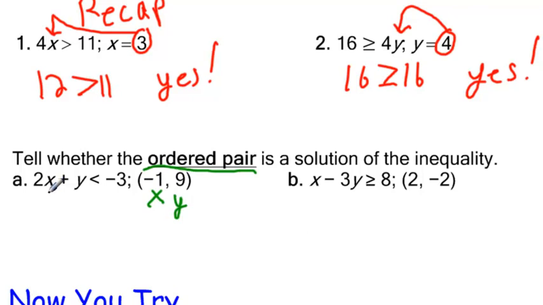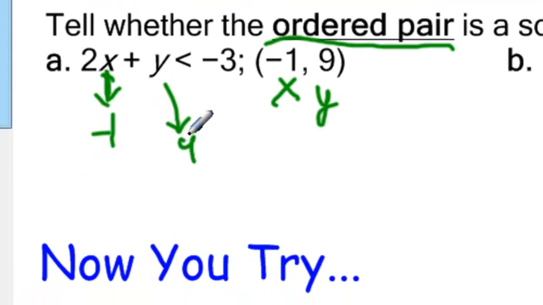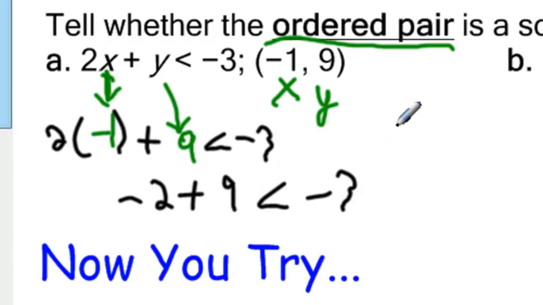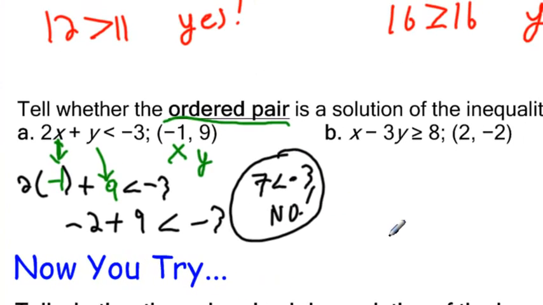So when we plug in the -1 here, I'll plug in a -1 here, and I'll plug in a 9 here. Let's see what happens. So we have 2 times negative 1 plus the y, which is 9, is less than negative 3. So we have negative 2 plus 9 is less than negative 3, which would be 7 is less than negative 3, and that's a no. It's not true. So you just say yes or no, but you have to show the work to get there. You've got to show the work.